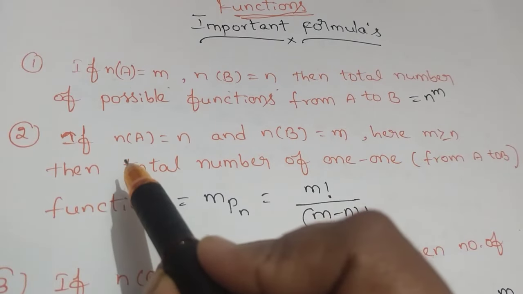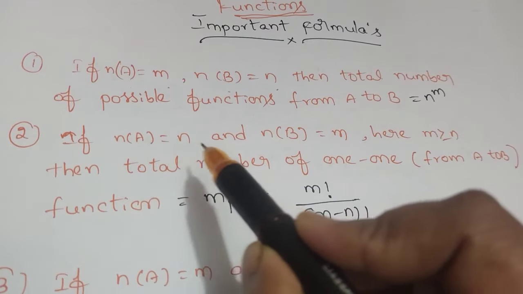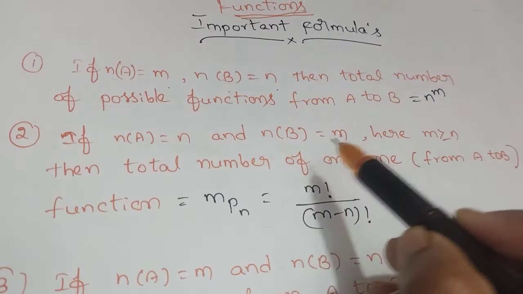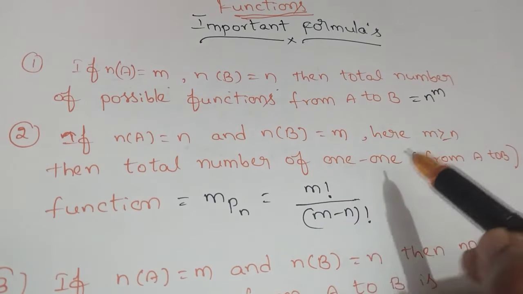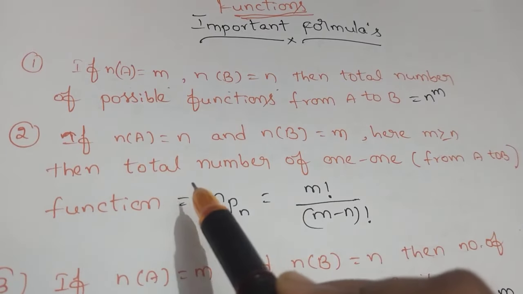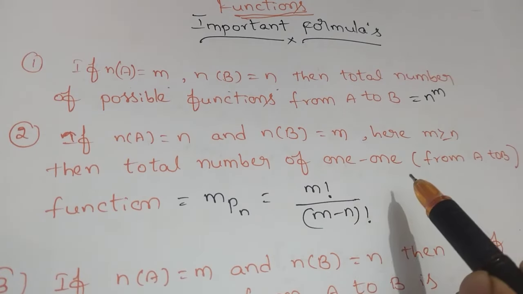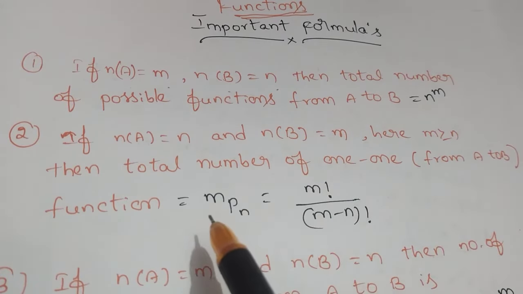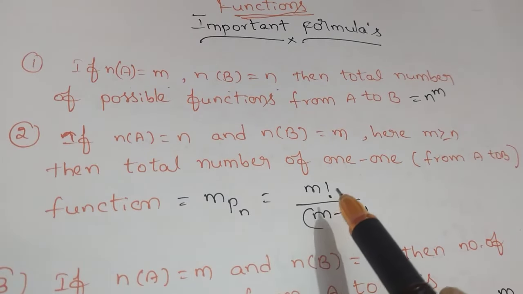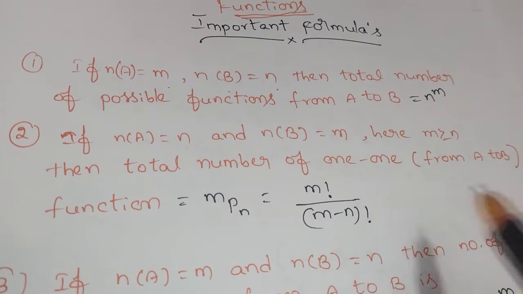Next, the second formula: if the number of elements in the set A is n and the number of elements in the set B is m, where m is greater than or equal to n, then the total number of one-to-one functions from A to B is mPn. The formula for mPn is m factorial divided by (m minus n) factorial.